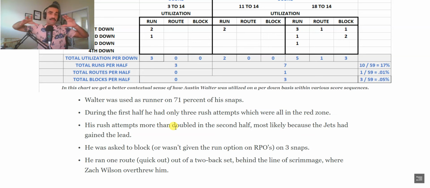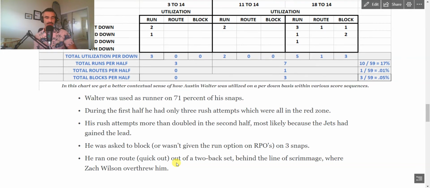So they used Tevin Coleman and Ty Johnson several times throughout the game, and then they finally decided to use Austin Walter on one, where they snapped the ball, Austin Walter leaked out to the left, exactly parallel to where Zach Wilson went, and Zach Wilson overthrew about 3 feet. It was ridiculous. You see right here, he ran 1 route, with a 2-back set behind the line of scrimmage. So that's his utilization right there.